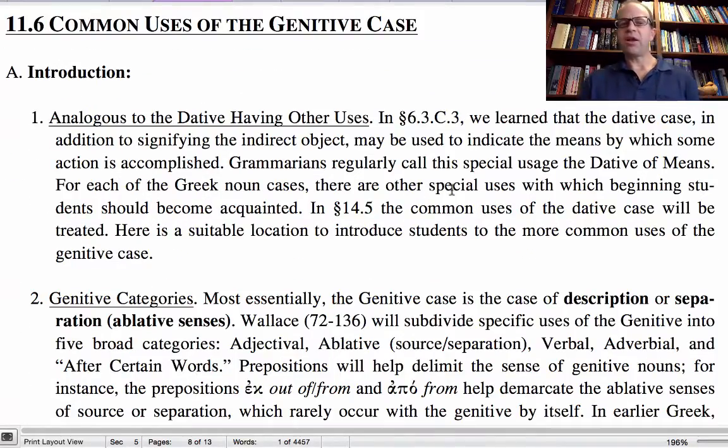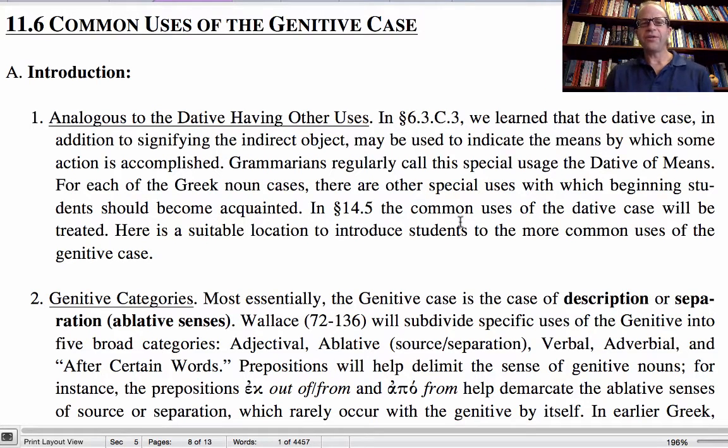The last thing to look at is 11.6, which is common uses of the genitive case. Now, the genitive case is among the most dynamic in the New Testament. I remember looking up an English grammar of the different meanings of the word "of" in English, and that grammar indicated 27 different uses. The genitive case is very versatile as well. Well, let's look now at the common uses of the genitive case.